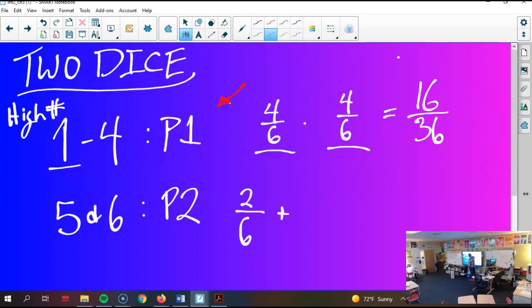So I need a 1 through 4 and a 1 through 4. Yeah, and not an or, because I have to have both of these be low, kind of, I guess. I would kind of call this low, and this one high. So I need low and low.